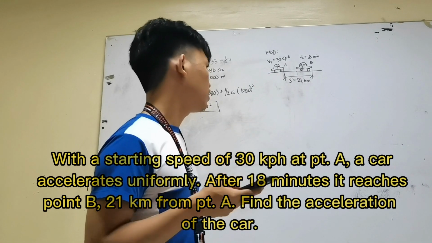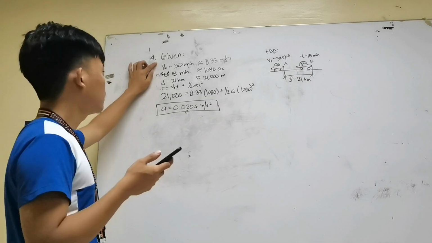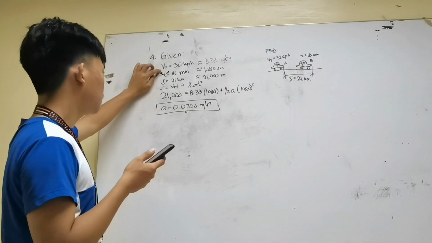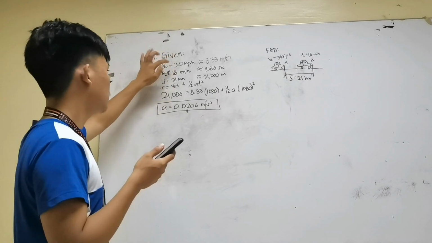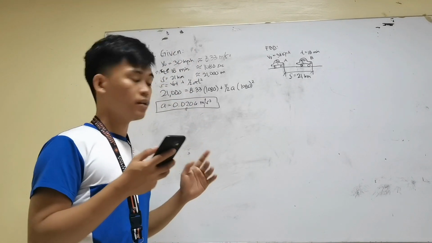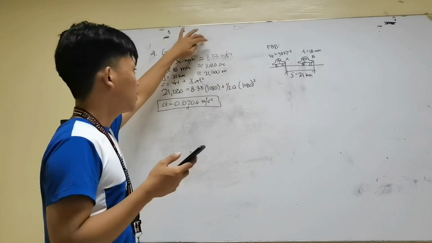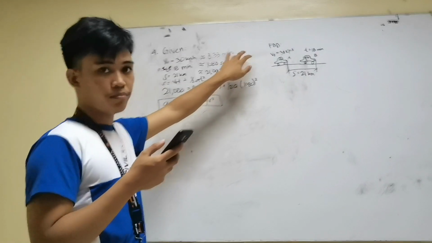Find the acceleration of the car. So this is the given. The V sub O is equal to 30 kph. So we need to convert. So ma-convert niya siya is 8.33 meter per second.